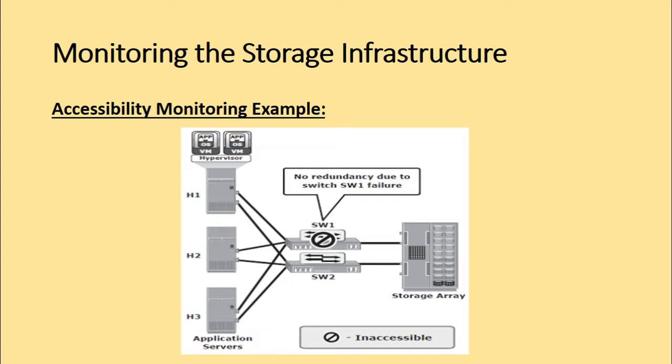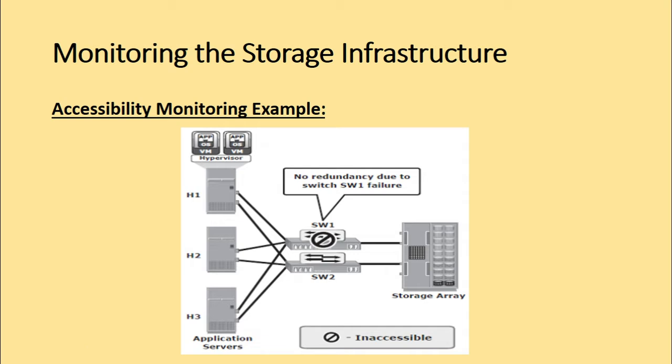Now consider an implementation of the storage infrastructure with three servers H1, H2 and H3. All the servers are configured with two host bus adapters, each connected to the production storage array through two switches. Each of these host bus adapters is connected to each of the two switches, which in turn is connected to the storage. The two switches are SW1 and SW2.